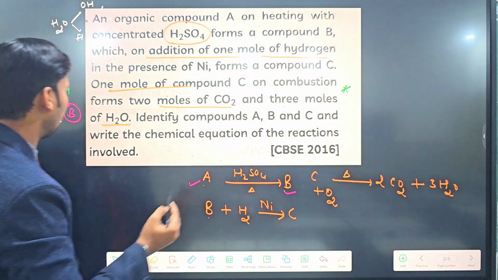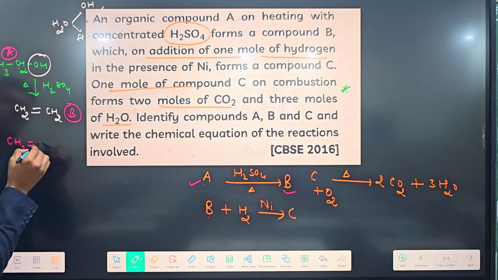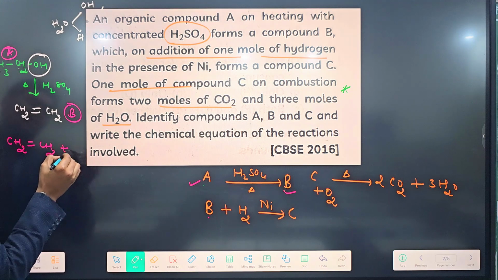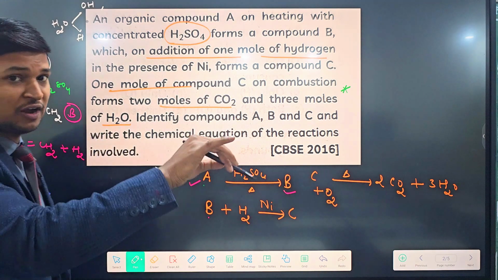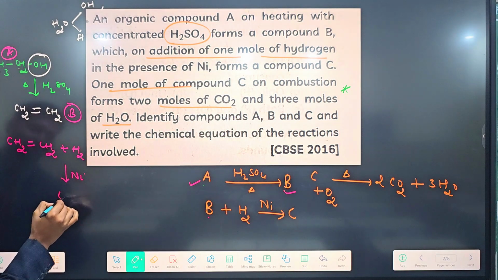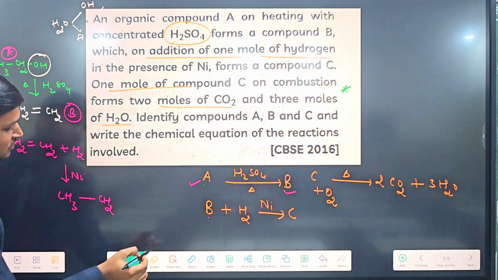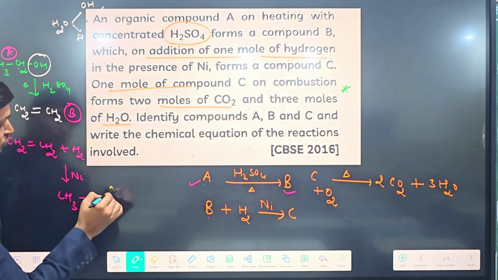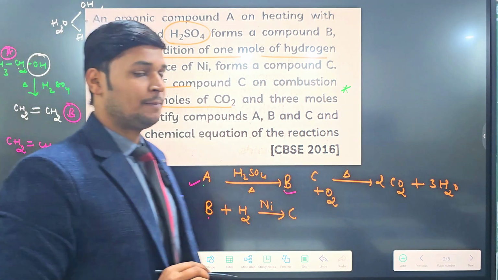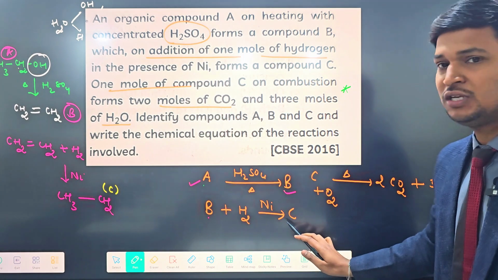B on addition with hydrogen. Okay, so B on addition with hydrogen, that is CH2 double bond CH2 reacting with hydrogen. Just in the previous question we have done the same thing. In the presence of nickel, it will give you CH3 single bond CH3. Why am I directly writing CH3 single bond CH3? I have already taught you in the previous question. That is compound C. This is called an addition reaction. Now we have got compound C.